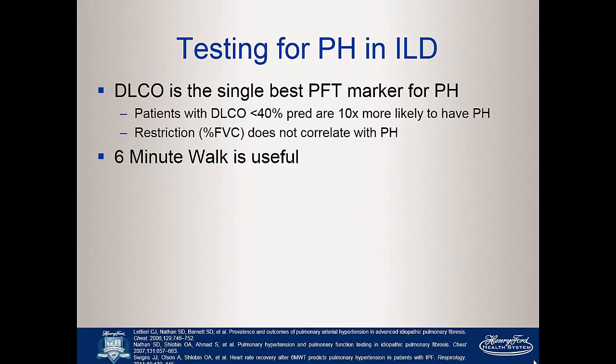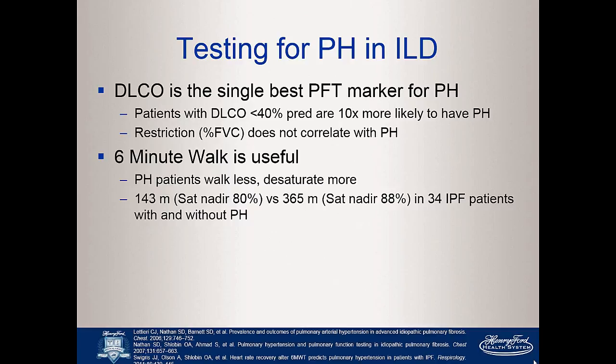The 6-minute walk test is useful, and you can almost look to separate out patients with pH because you know they'll walk less and they'll desaturate more. If we look at 6-minute walk tests of patients with pH and without pH, what you find is, again, in IPF, the patients with pH walked about an average of 143 meters. They desaturated to 80% on average, versus patients without pH walking 365 meters and only desaturating to 88%. Small study, only 34 patients, but still some good data.